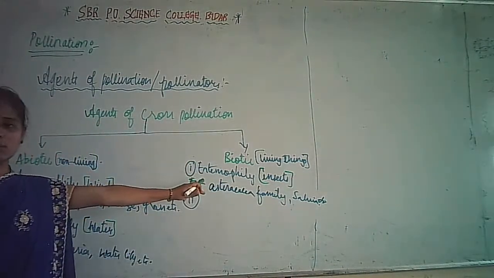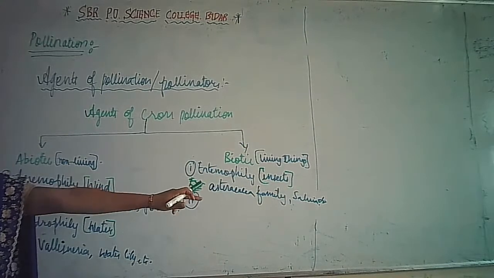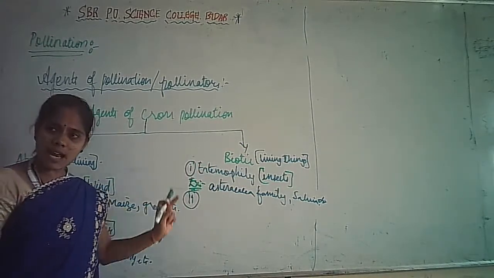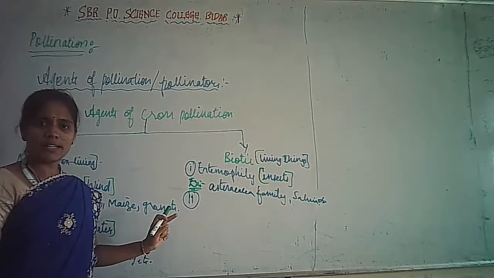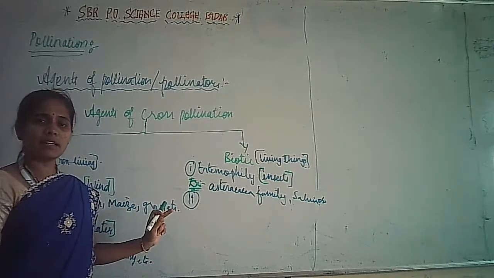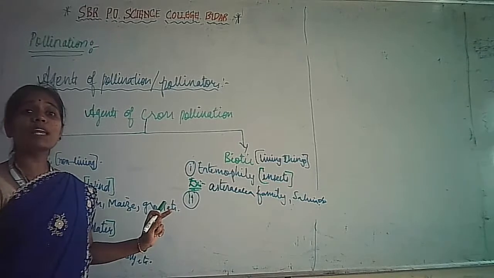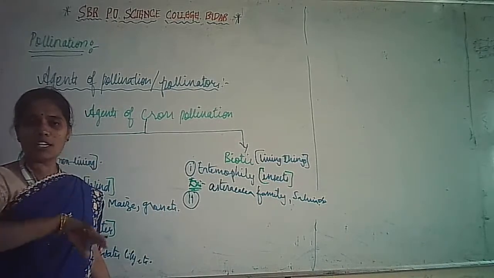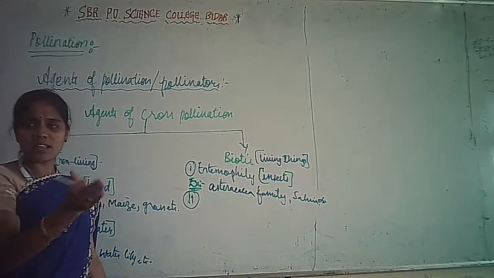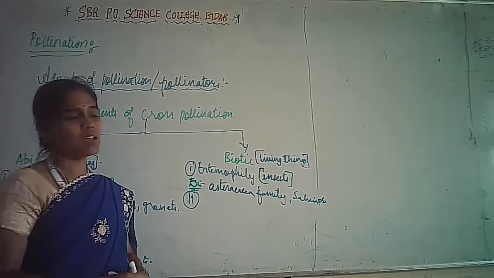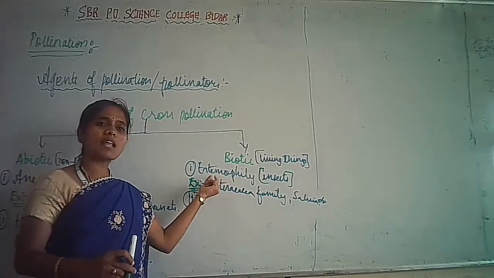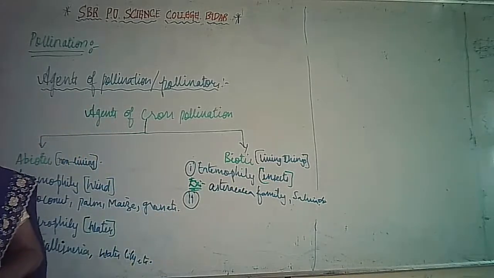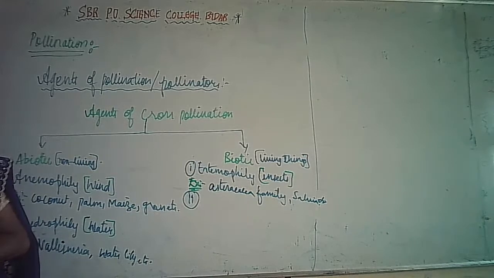Shall I tell you one more time what is entomophily? The pollination is taking place with the help of the insects. The pollinating agents are the insects. The plants which are doing pollination with the help of the insects are called entomophilic plants, and the process is called entomophily. Got my point? Okay. The second is ornithophily.